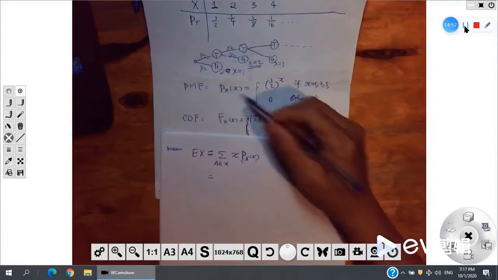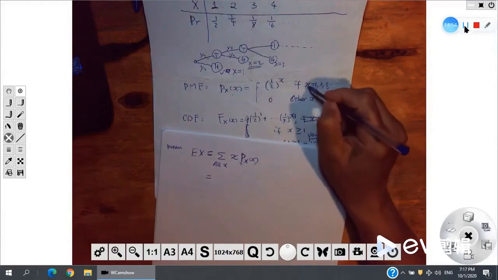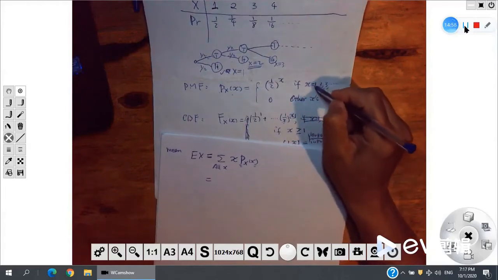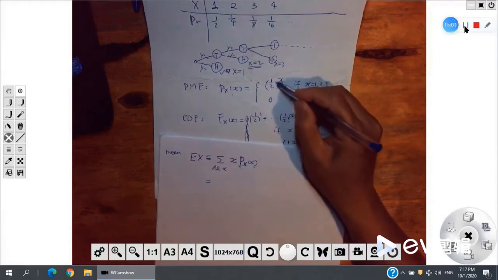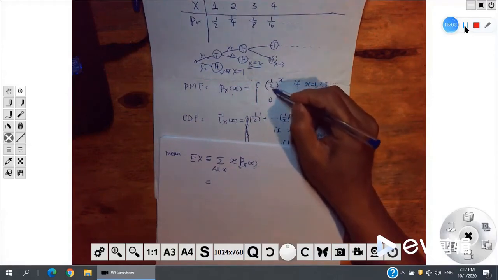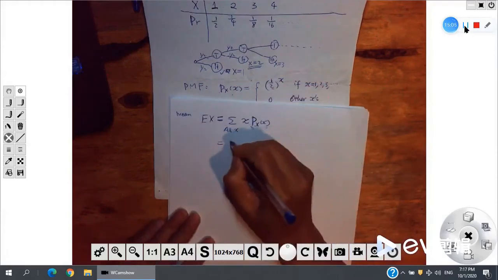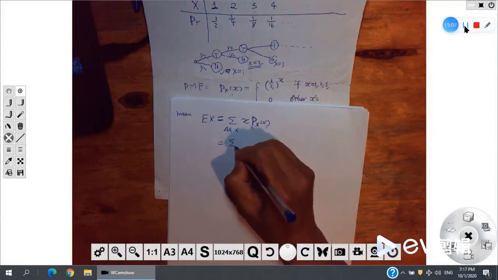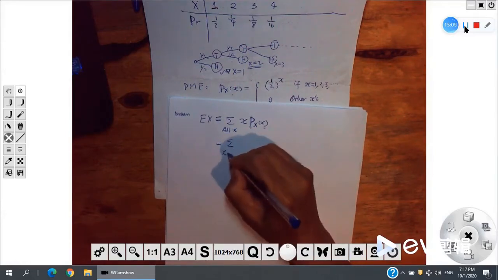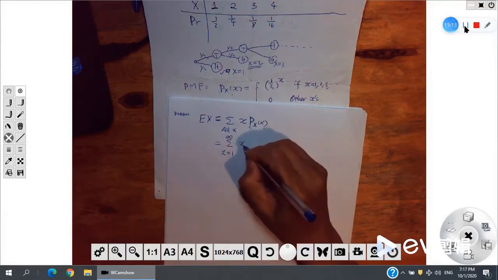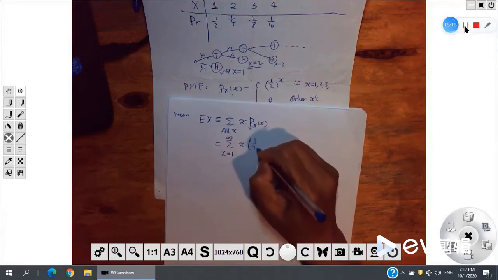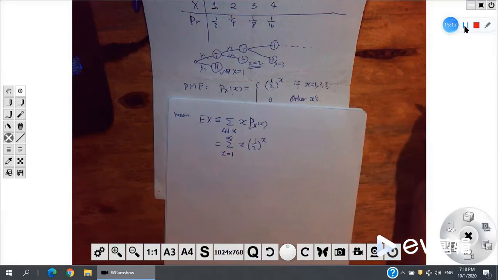This P(x) is here, right? So only when x is a positive integer, here is a power of 1/2, right? So here this summation will be the summation of x running from 1 to infinity, x times (1/2)^x. So we have this. x are integers.